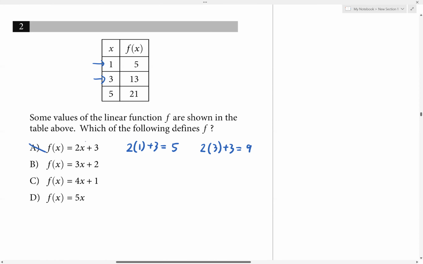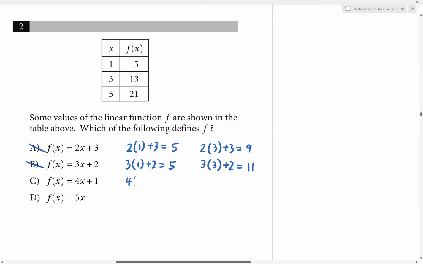Okay, so if it works for the first one, we can't just stop there; we have to verify the other points as well. If you try B, 3 times 1 plus 2 will also give us 5. But if you try the second point, plug in 3 for x, it will be 3 times 3 plus 2, that would be 9 plus 2, which is 11. That's not 13. So B actually doesn't work. So we keep on trying.